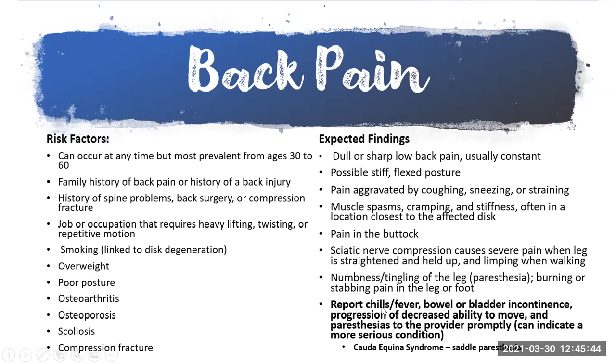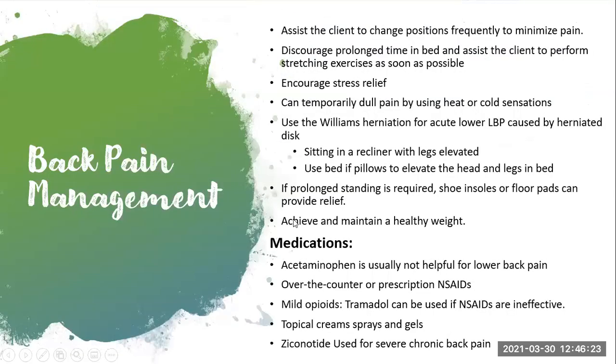Now, most alarming is going to be this right here. Anyone who's got signs and symptoms of sepsis, anyone who has a complete loss of function, numbness, saddle paresthesia, which is numbness of the groin, bowel incontinence, bladder incontinence. All of these are going to indicate my patient may have a spinal cord injury versus just bone and joint pain. And we talked about spinal cord injury in the neurological chapters.